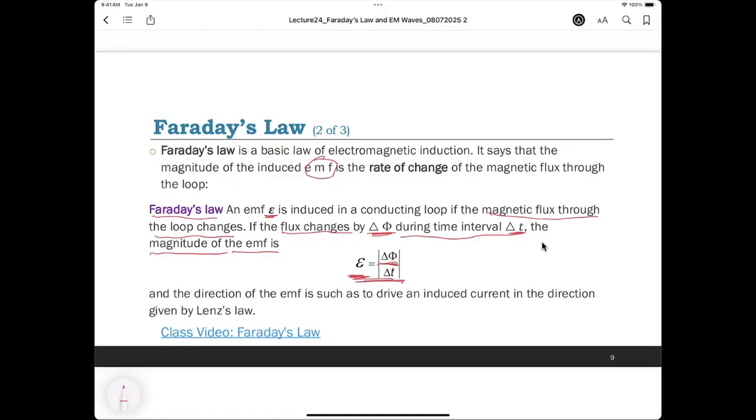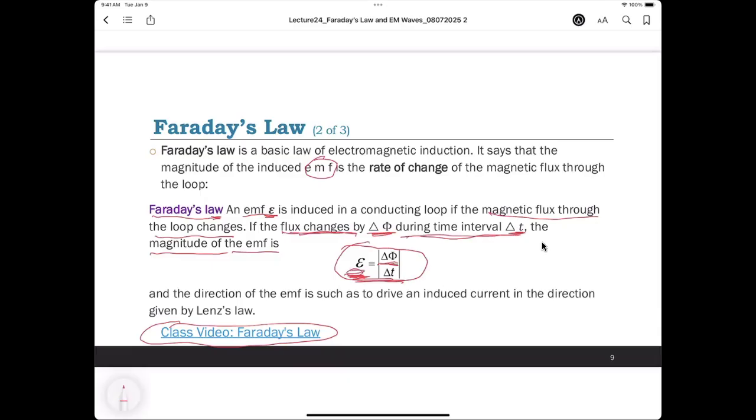This is the EMF, a motional EMF, an induced EMF. And the direction of the EMF is such as to drive an induced current in the direction given by Lenz's law. It is the same as for the current, and we will talk about that later. You can also check this video to see Faraday's law. The first law talks about the induced EMF and its magnitude. We can get it using this equation, the magnetic flux change during the time interval.